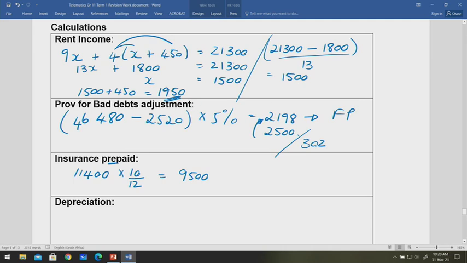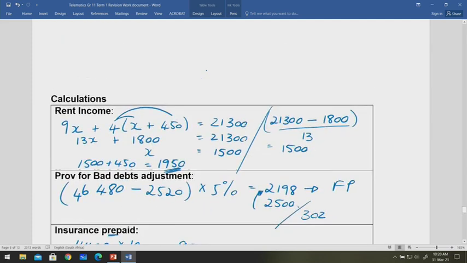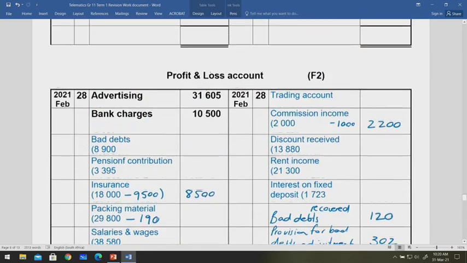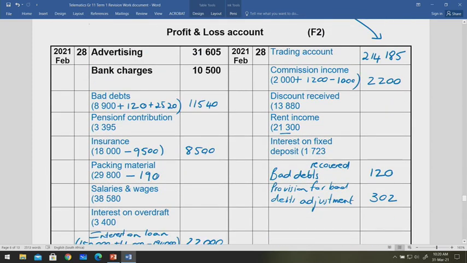That is possible if they give you the amount that it was increased with. If they give you a percentage, then we will say, for instance, it increased with 10%, 0.1x, and then we solve that equation again. So in advance, we received rent income in advance, therefore we subtract the 1,950, and then the rent income, the real income for the year is 19,350.